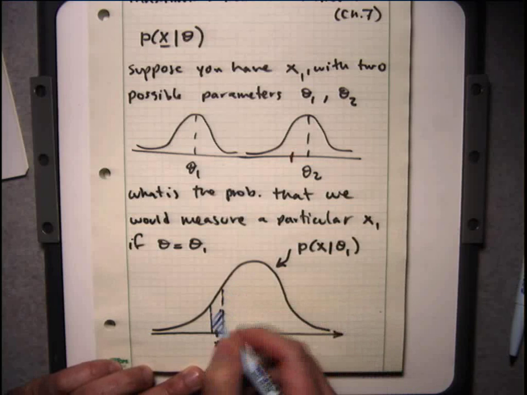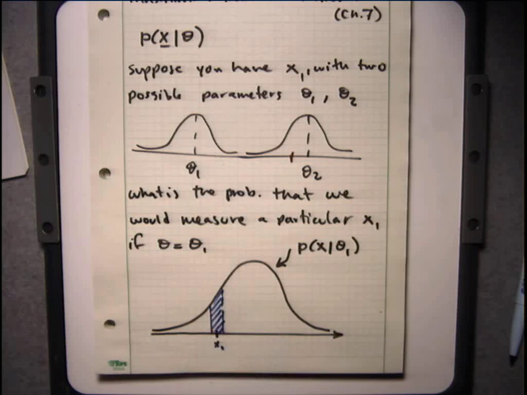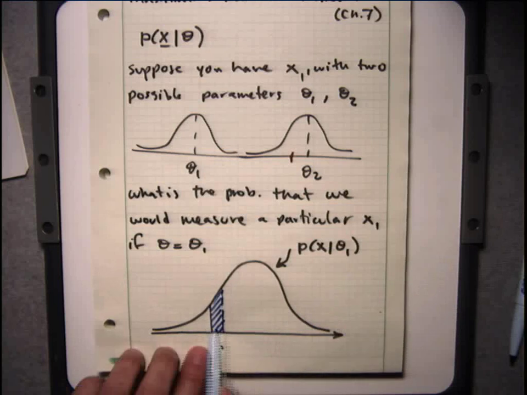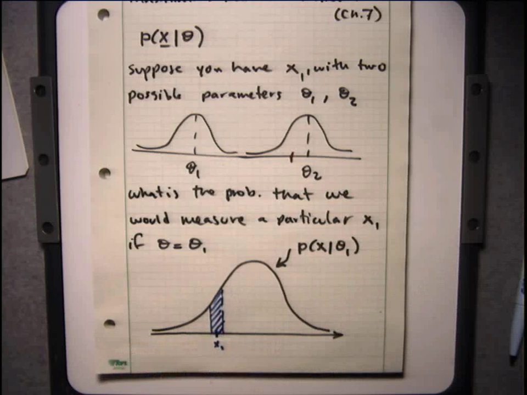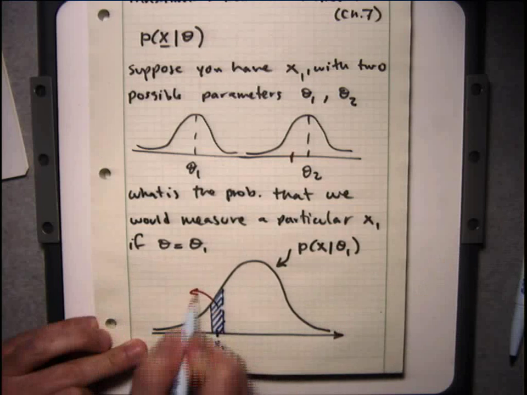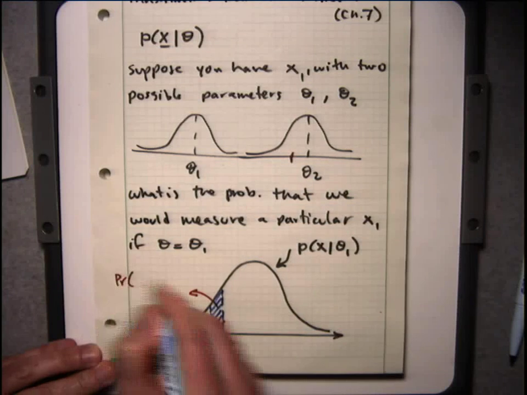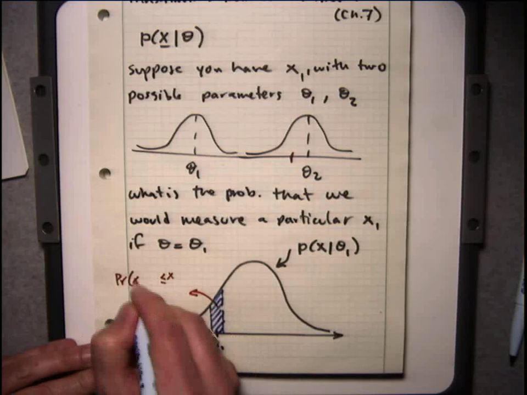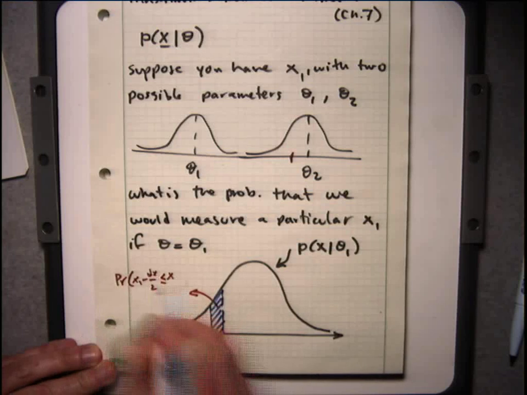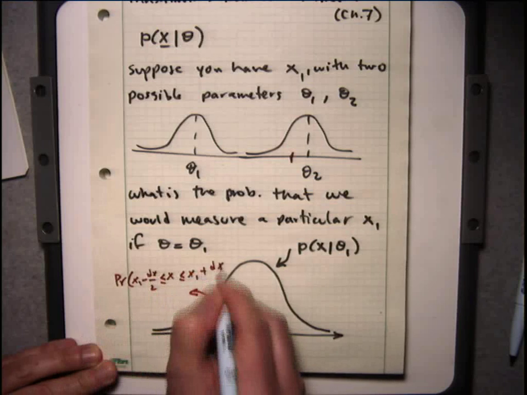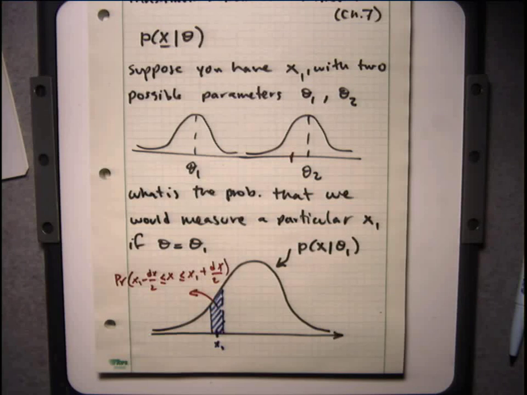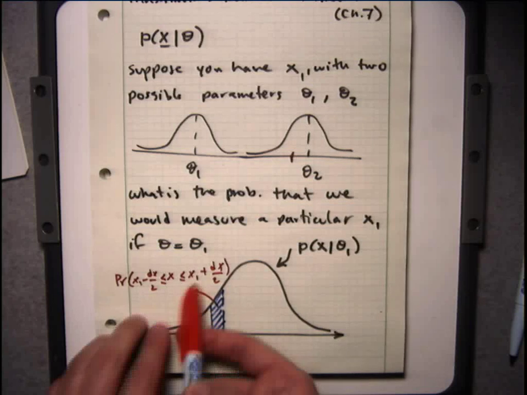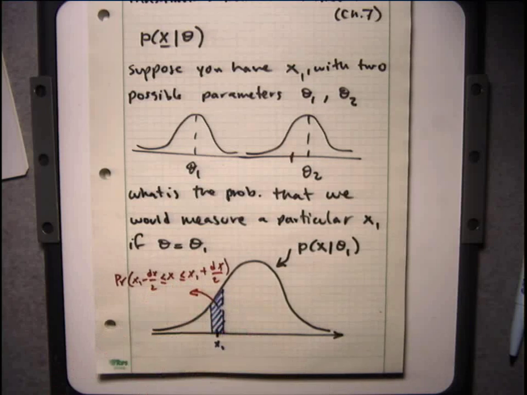And we're going to look at this area under the curve. And what is this area under the curve? This is the probability that x is within that small window around x1. Okay? So this is the probability that x is between x1 minus, let's say, dx over 2 and x1 plus dx over 2. And this dx is just a differential, it's like an epsilon to the left and right of that actual value. So what this is measuring is the likelihood that this particular data point would be measured within this interval.